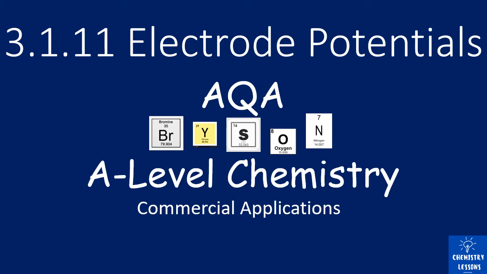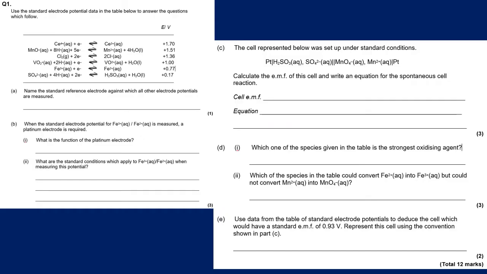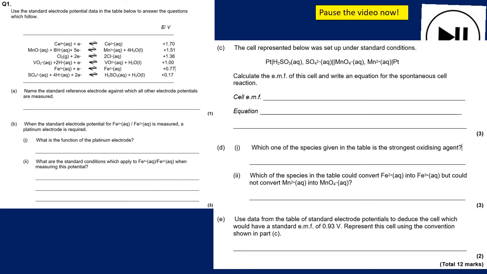So this video is the final lesson in the A2 electrode potentials topic and focuses on the commercial applications such as batteries and fuel cells. Okay, so before we go on to look at batteries and fuel cells, let's have a practice of the content so far, because batteries and fuel cells is just application of what we already know. So I want you to pause the video and have a go at this question. And when you're ready to go through it, unpause the video.